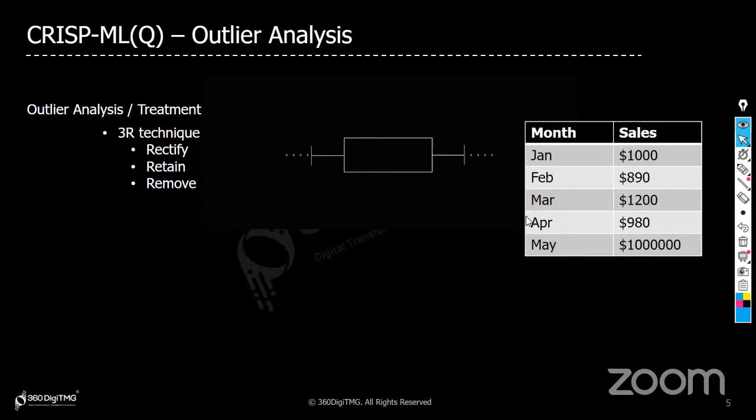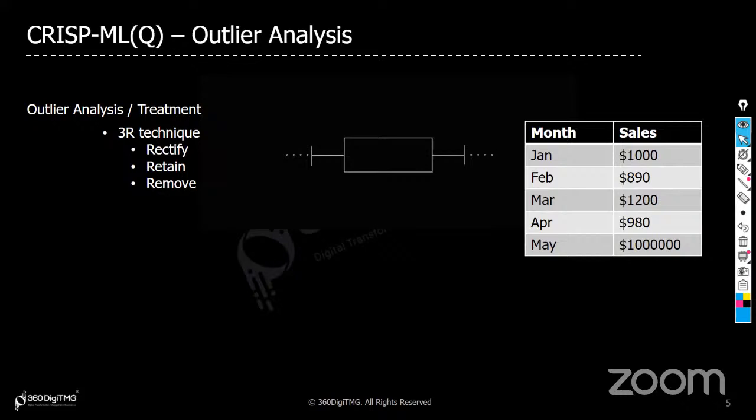And when do you go for retain? Say the salesperson told you that we used some innovative techniques during that May month, and that is why we got a lot of sales. If there is a chance of getting such extreme values in the future data as well, then you go for retain.